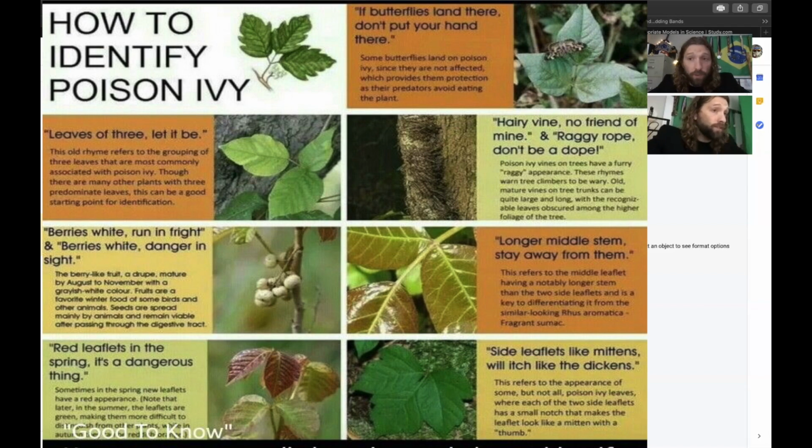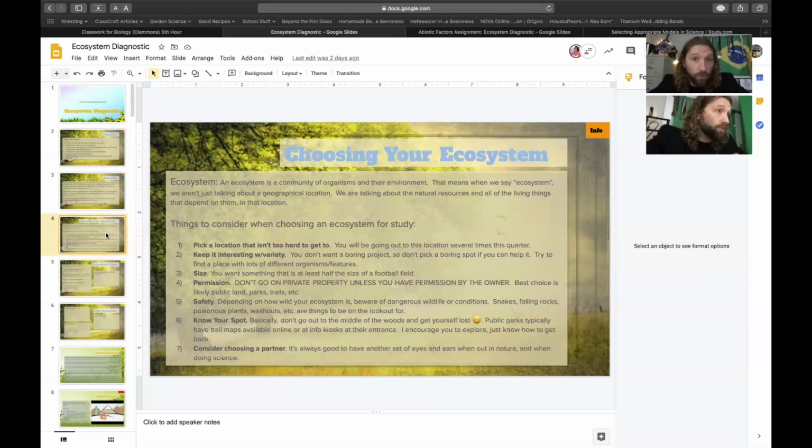Anyways, the point is, you want to find an ecosystem that's diverse. You want to find an ecosystem that's interesting, but you also want to find an ecosystem that's close to your home, because you're going to be going out to this ecosystem multiple times, probably 4 or 5 times total. And you don't want to have to make a 20-minute drive to your ecosystem every time you need to go out there to take data. So my recommendation is you try to find something within 5 or 10 minutes of your house. And again, try and make sure it has plenty of different types of life.